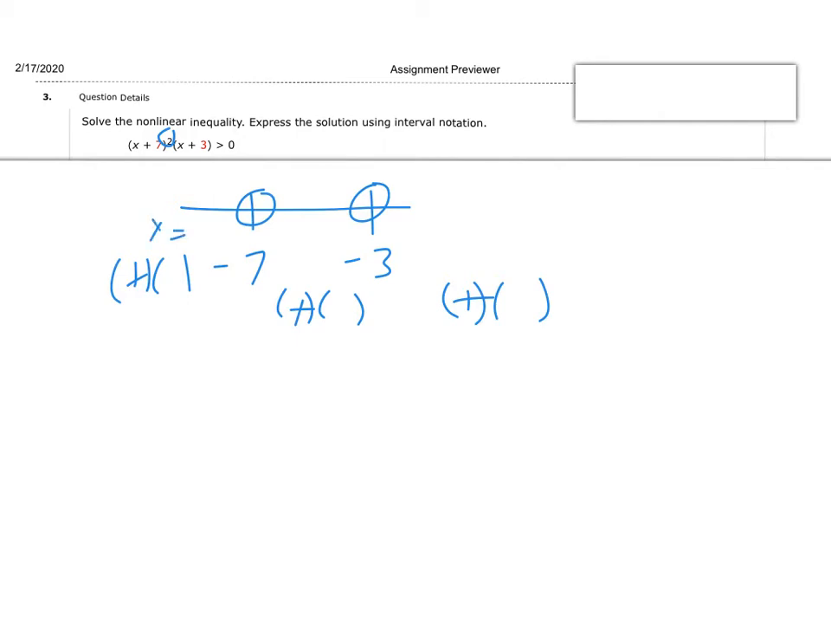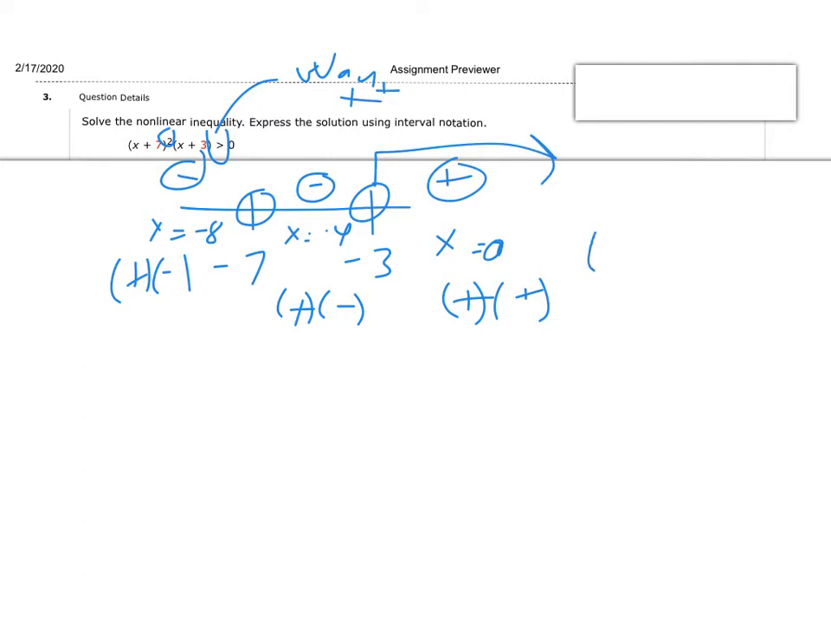So if I do something like negative 8, that's obviously negative 8 plus 3 is negative, so that's going to come out negative. And if I try a negative 4, negative 4 plus 3 is negative again. And then if I try something like 0, 0 plus 3 would obviously be positive, and so that would be positive. So this one again, I got the greater than, so that means I want the positives. And so I'm going to go from negative 3 to infinity.